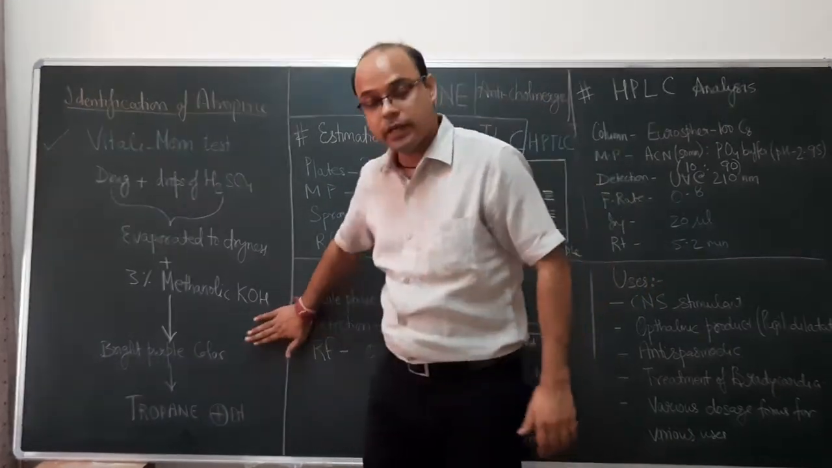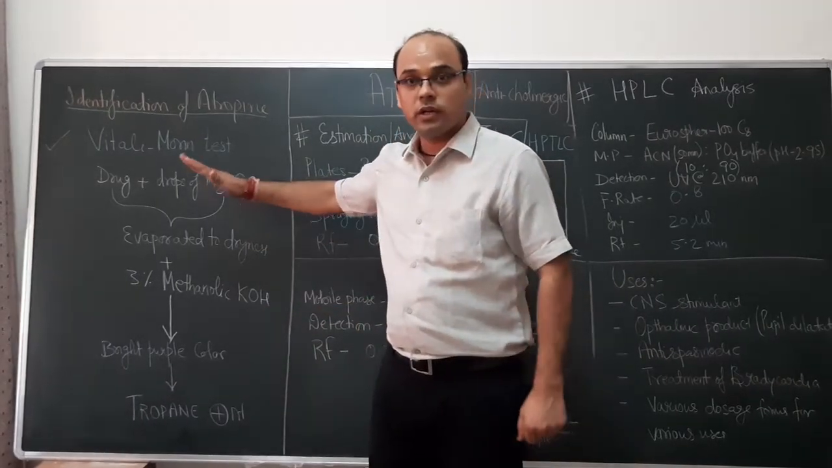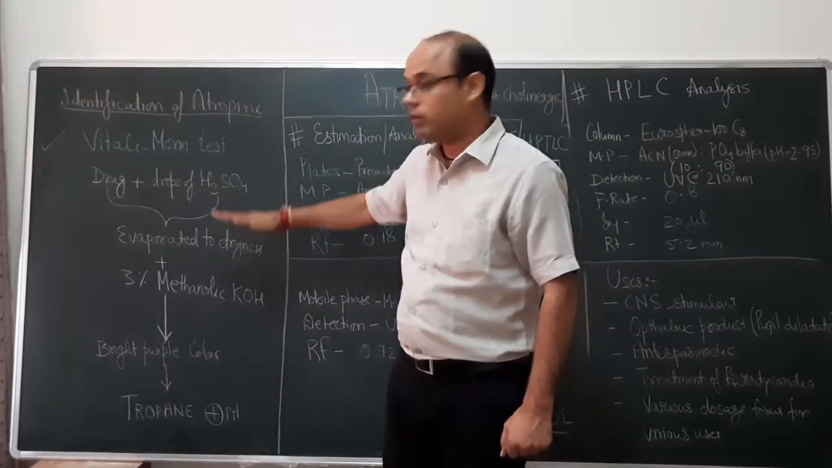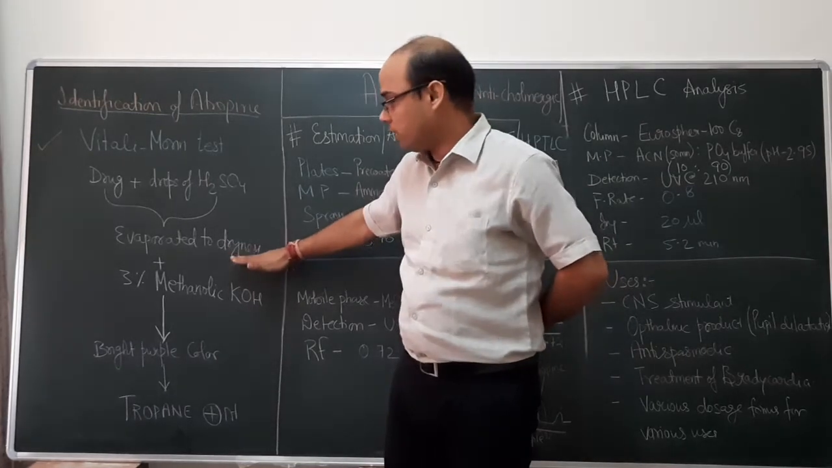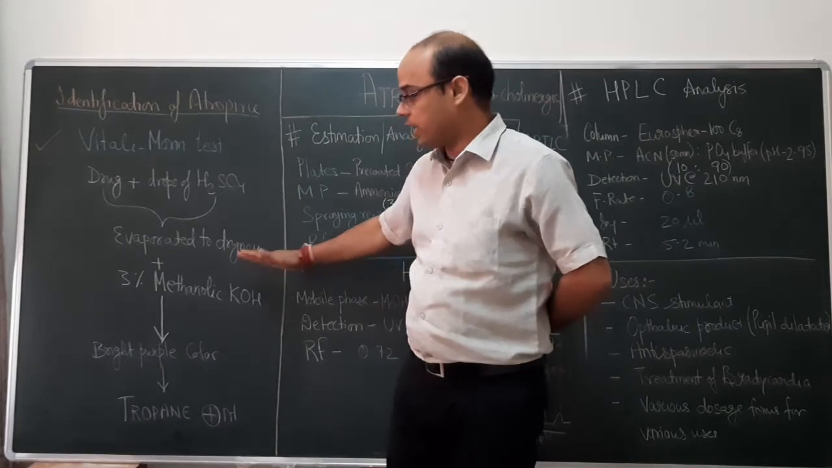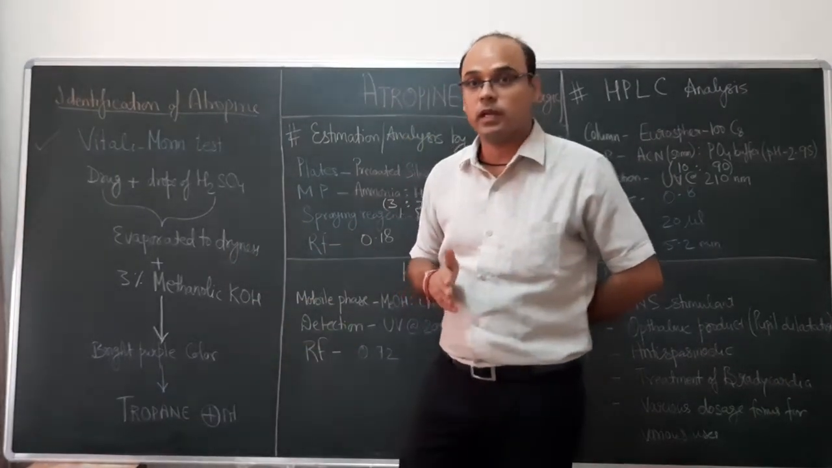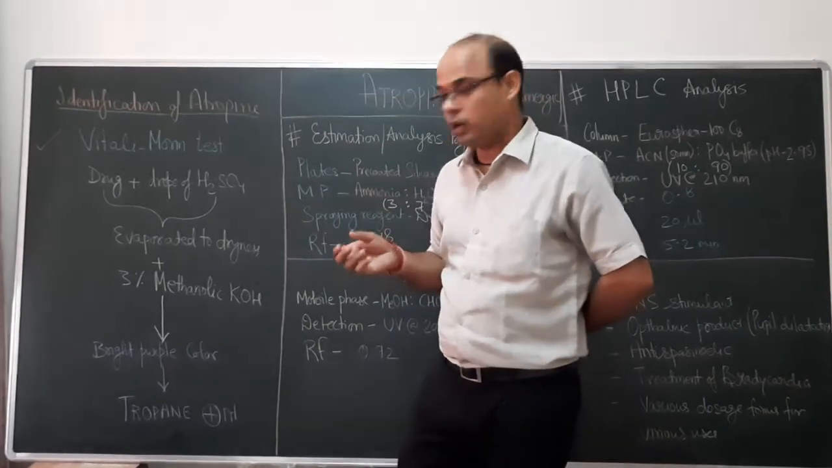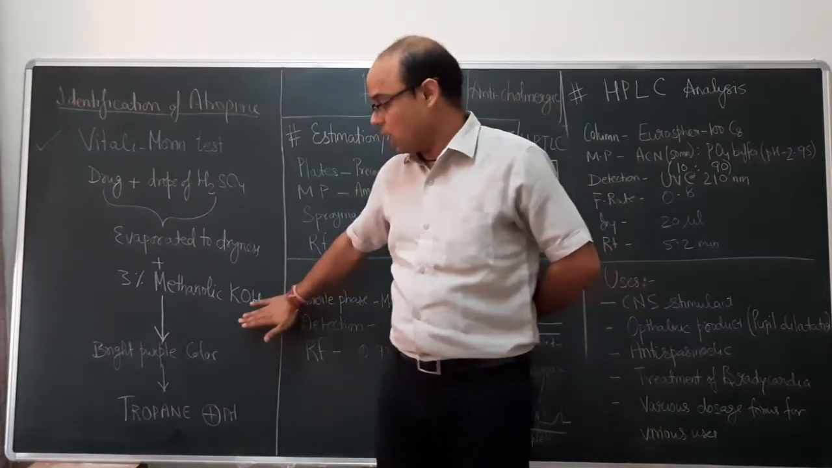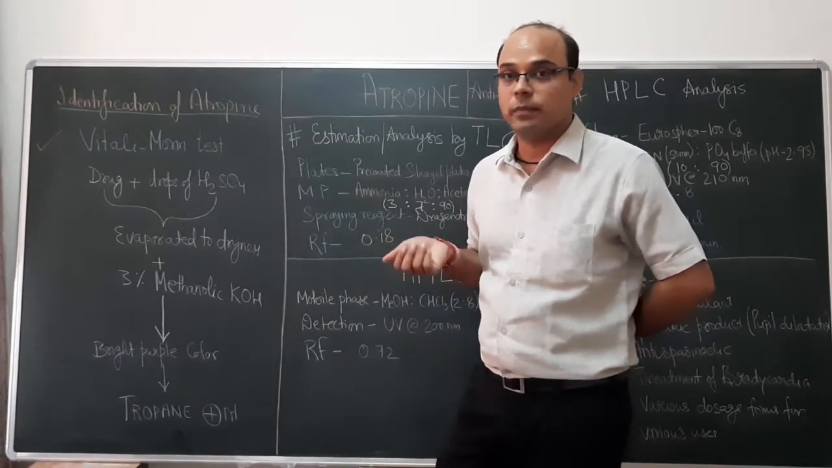So this is the confirmatory test for the presence of tropane alkaloid. First we took the drug extract, we add drops of H2SO4, then we evaporate it to dryness. After drying, to the dried residue we add 3% methanolic KOH, and after addition of 3% methanolic KOH, there is appearance of bright purple color in the test tube or in the beaker which you are using for the analysis, and this appearance shows the confirmation of tropane alkaloid in your drug sample.